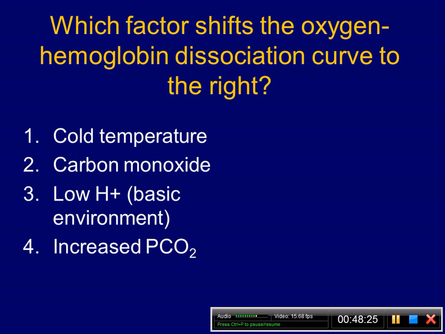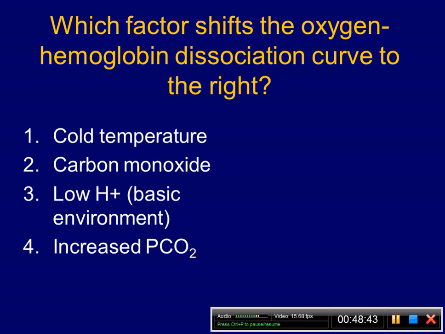How do you remember that? How do you remember warm temperature shifts it to the right? Because exercise warms your tissue. What about carbon monoxide? Does it shift it to the right? Left. That shifts it to the left. How about low acid environment? So a very basic environment.